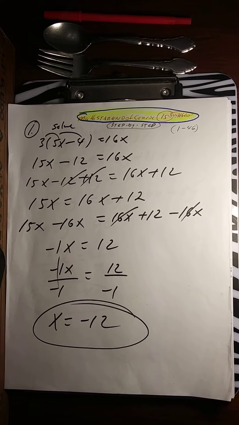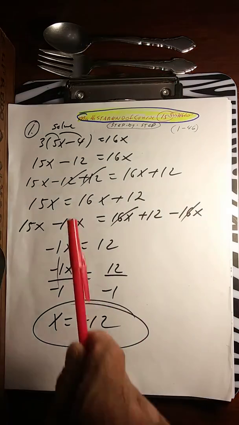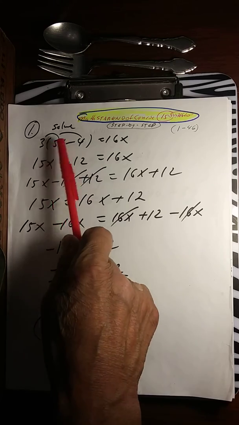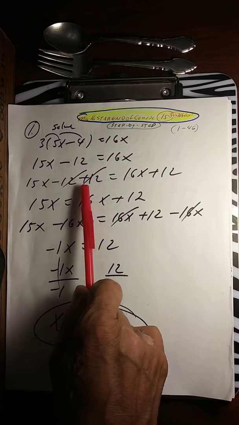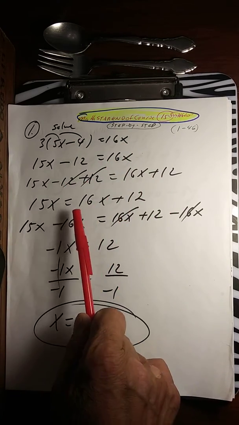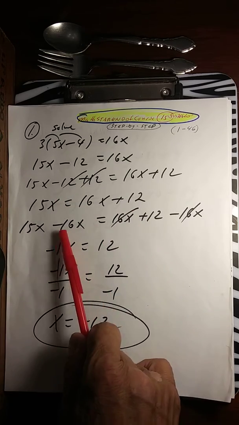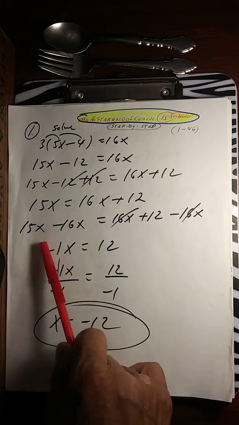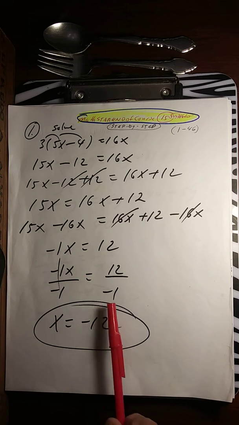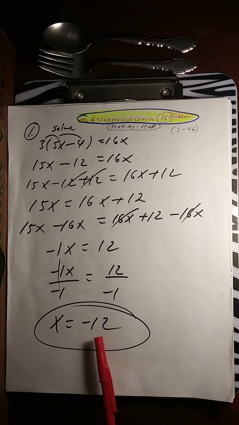Let's solve this problem. So let's get a pen here. 3 times that is 15, 3 times that is 12, bring it down. Add 12 to both sides, so now these are gone. So 15x equals 16x plus 12, minus 16x gives you negative 1x equals 12, divided by negative 1, divided by negative 1, so x is negative 12.